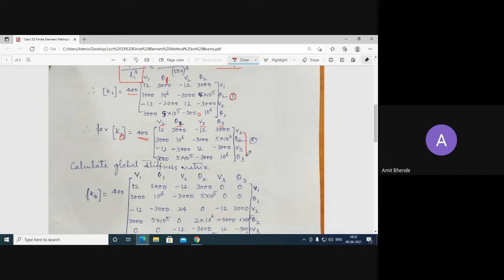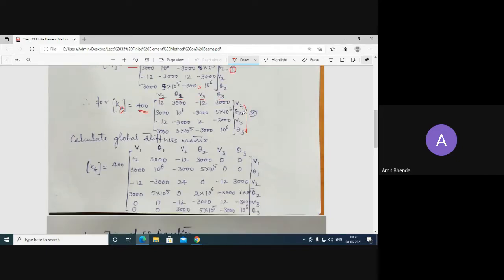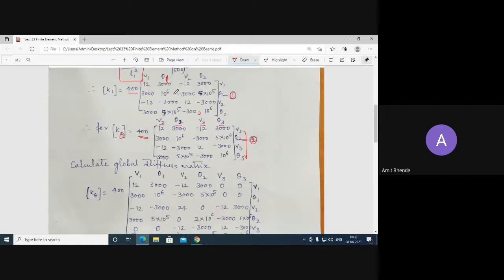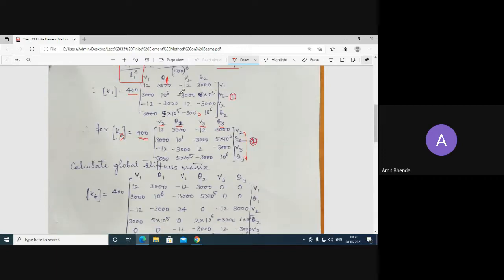So similarly you give the row number and column number in the same sequence. This is our element number 2. Now we are ready with the element stiffness matrix. Now it's time to find out the global stiffness matrix.